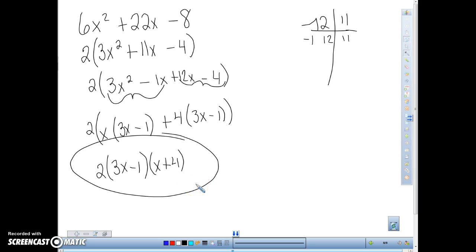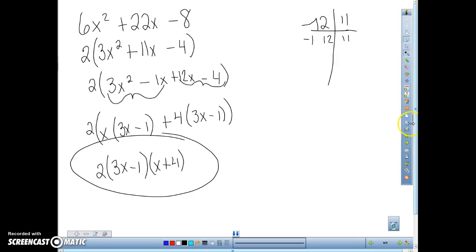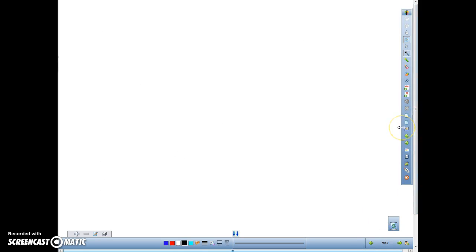I actually might have one more example. Let me see. I do. Let's do one more, and then we'll be finished. Okay, so I have one more problem I want to show you, and it's a little bit harder. So let's go ahead and go over that.